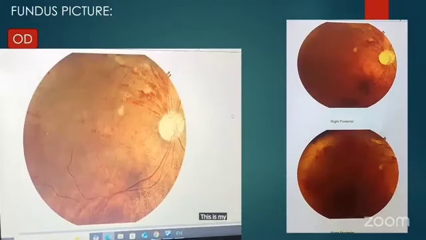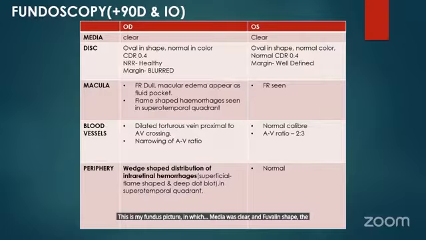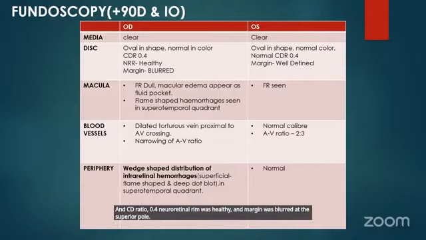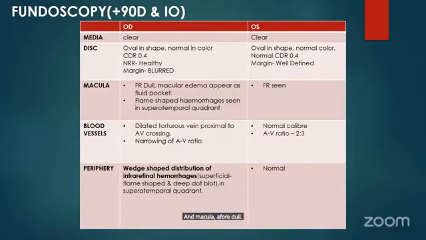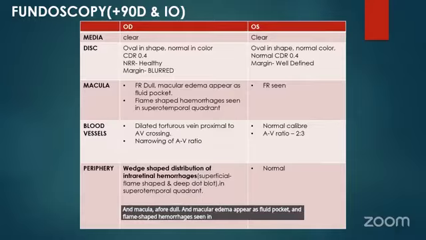This is my fundus picture in which media was clear. My disc was oval in shape and normal in color, and CD ratio 0.4. Neuroretinal rim was healthy and margin was blurred at the superior pole. And macula appears dull and macular edema appears as fluid pocket, and flame-shaped hemorrhages seen in superior temporal quadrant.